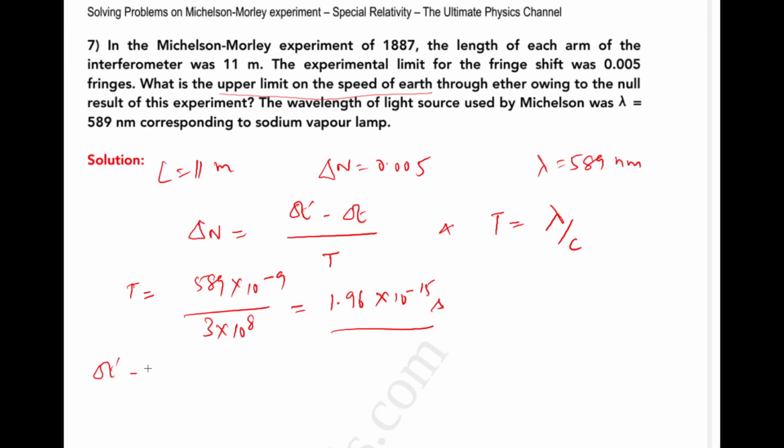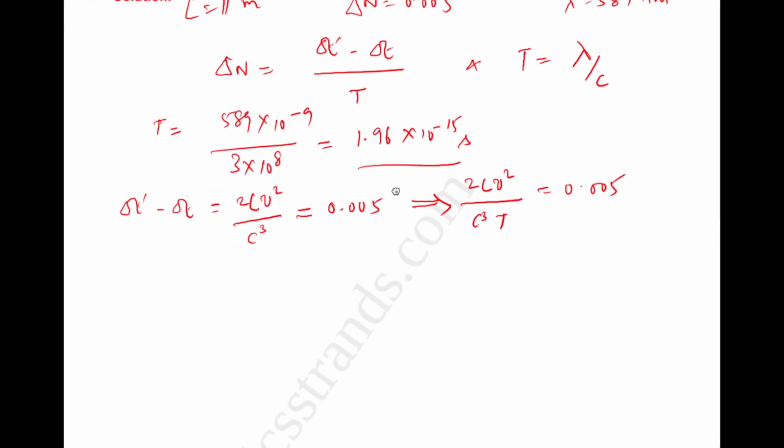Now del t prime minus del t is, we know that from our derivations, 2l v squared over c cube. And that is given as 0.005, from which we can write 2lv squared over c cubed T is equal to 0.005, because we want to use these two expressions.